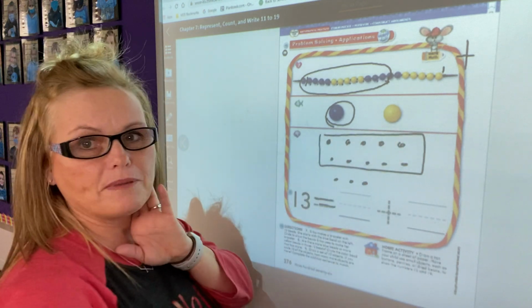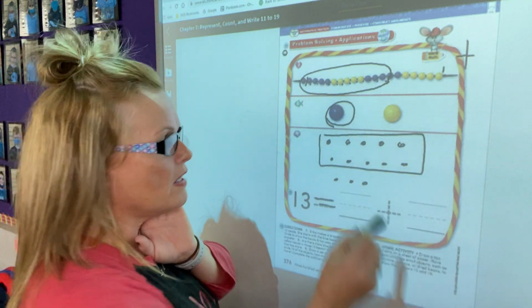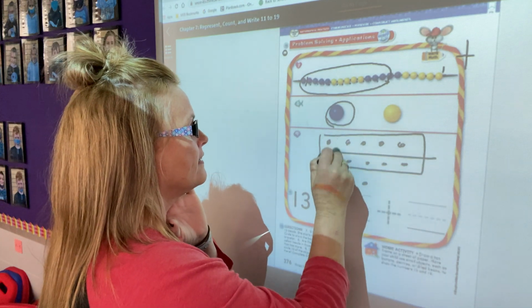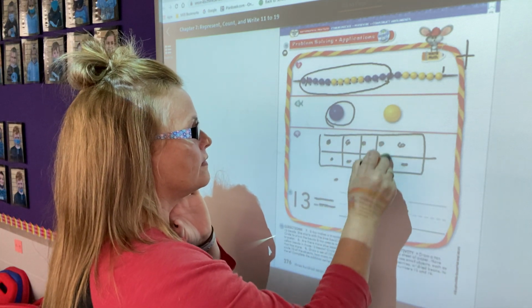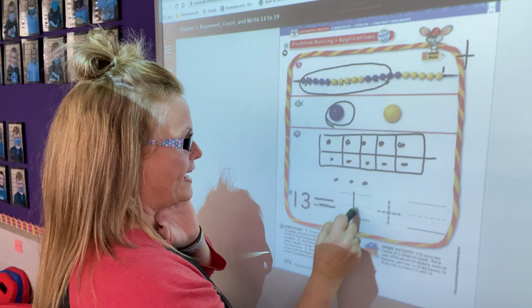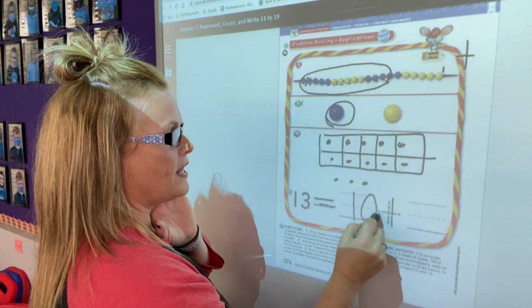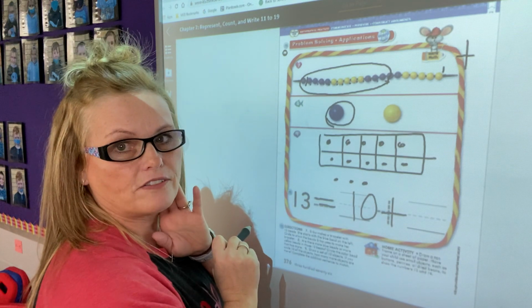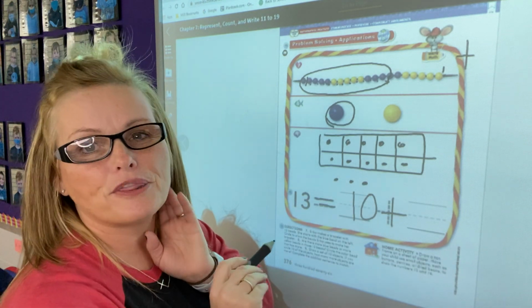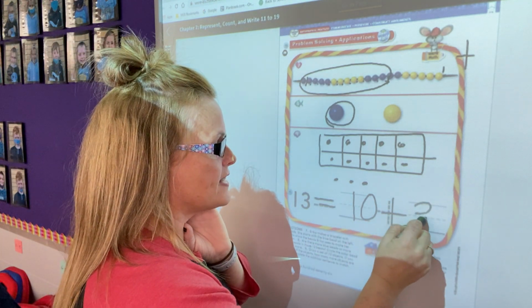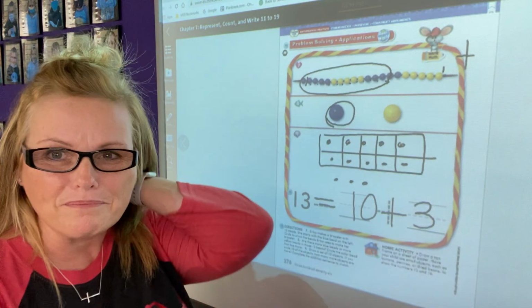We know there are how many in that frame? There are 10. So there are 10 ones or counters plus how many outside of the 10 frame? 3. There are 3 outside. Excellent. Good job, boys and girls.